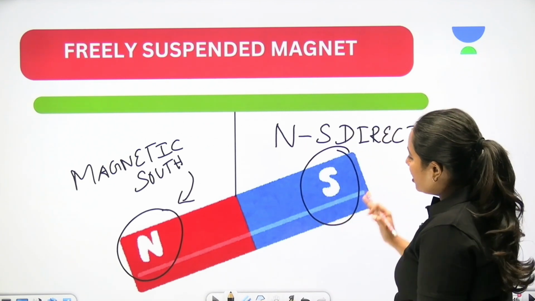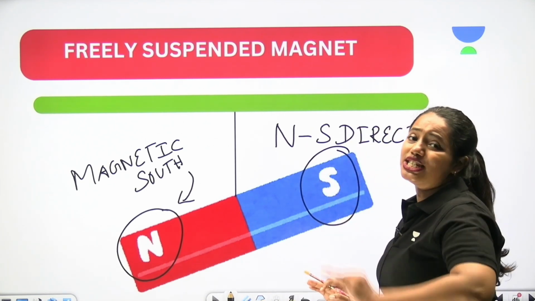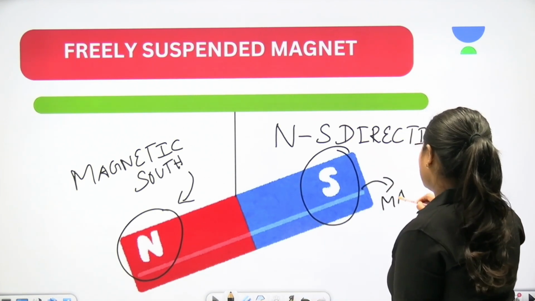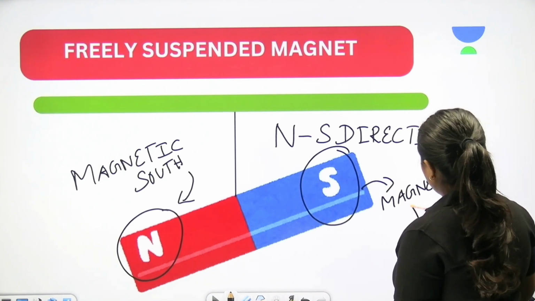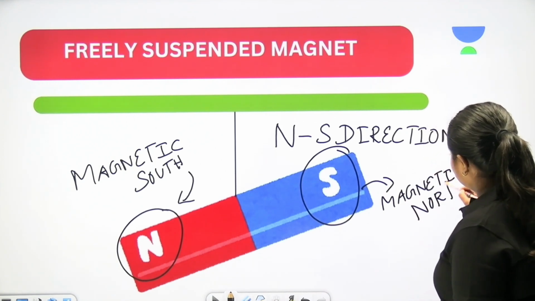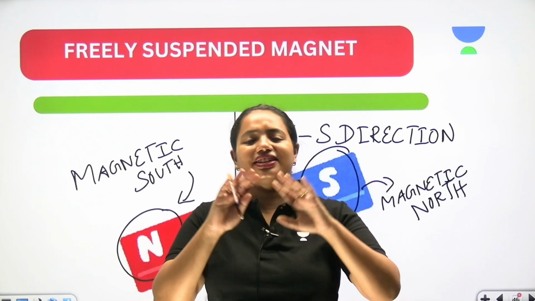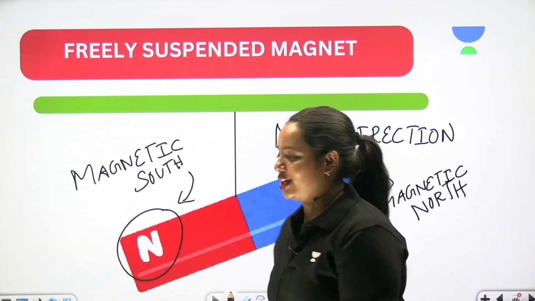Similarly, the bar magnet's south pole gets attracted to the magnetic north of Earth. So this gets attracted to the magnetic north of Earth. Got it? And that is the reason the freely suspended magnet gets aligned to the north-south direction.